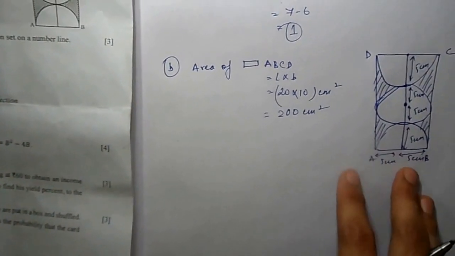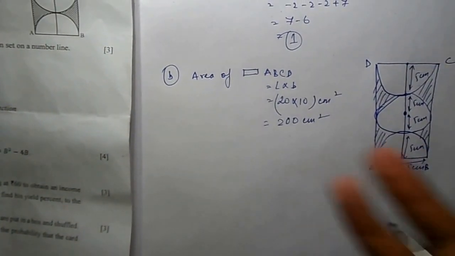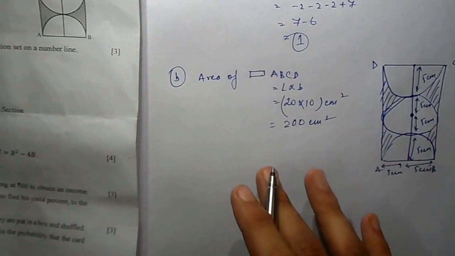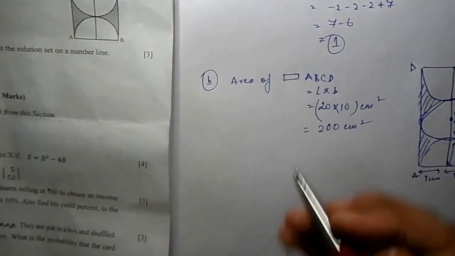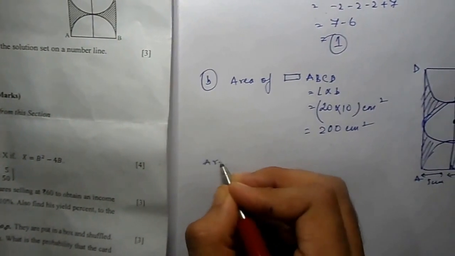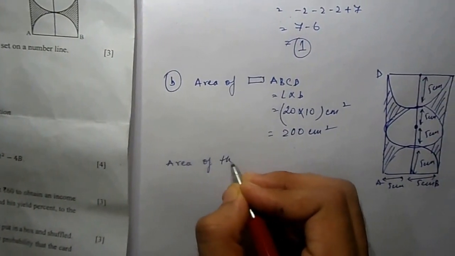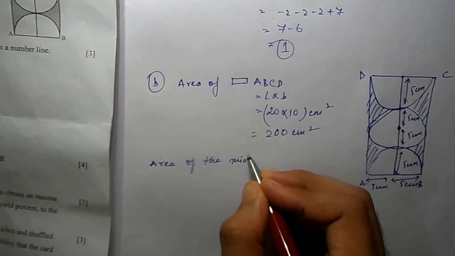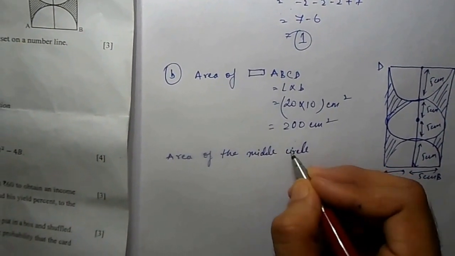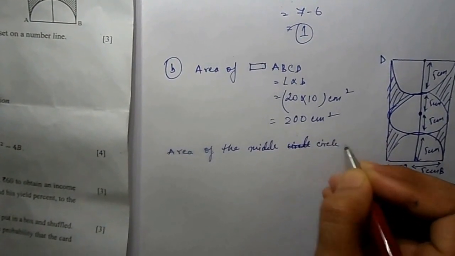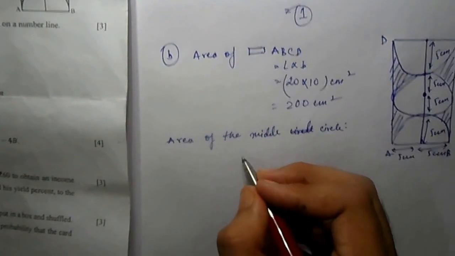Now we have one circle and 2 semicircles. Two equal semicircles combine to form a circle, so we can directly find the area, but let's solve it differently. That will be easy for you. So the area of the circle which is in the middle. Now area of circle, sorry, my spelling is very bad.